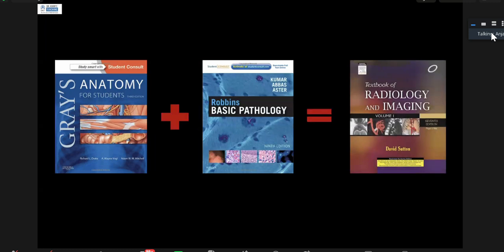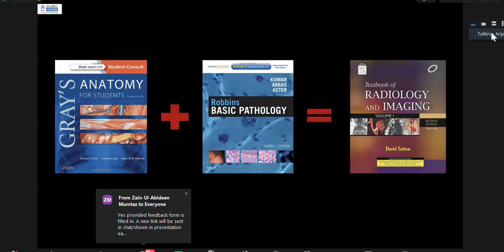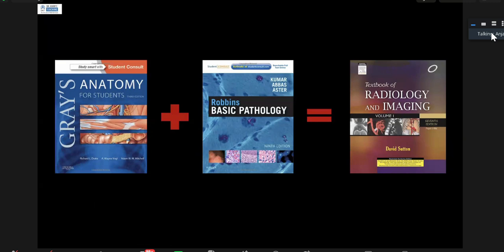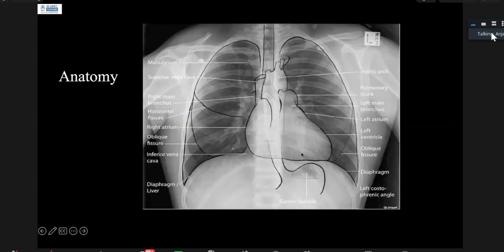Only if you know the anatomy and basic pathology will you be able to interpret the radiology correctly. Okay, so it's very important to go back to understand the anatomy and to learn some essential basic concepts before we start interpreting pathology. So we are going to look at the anatomy.